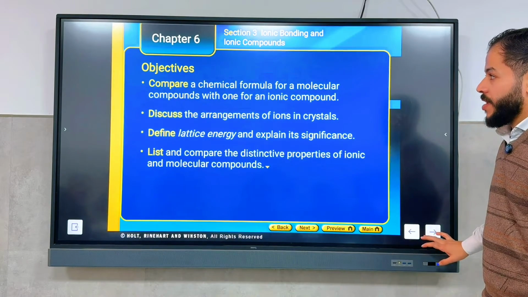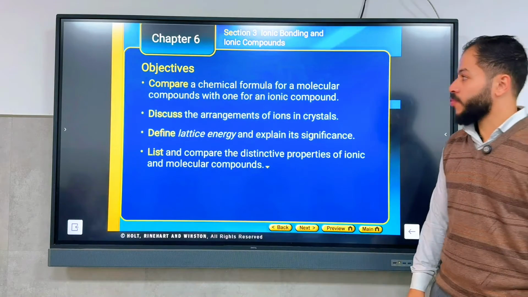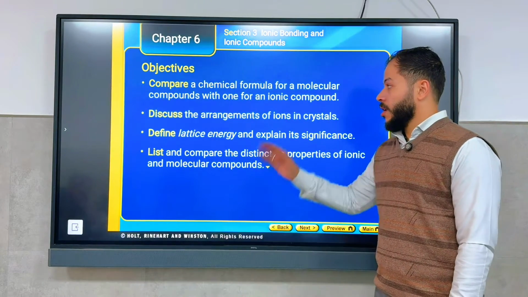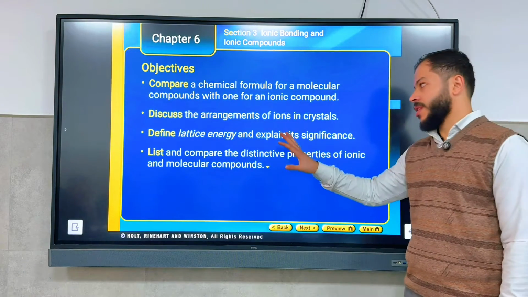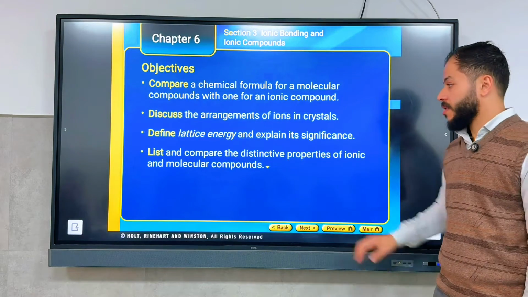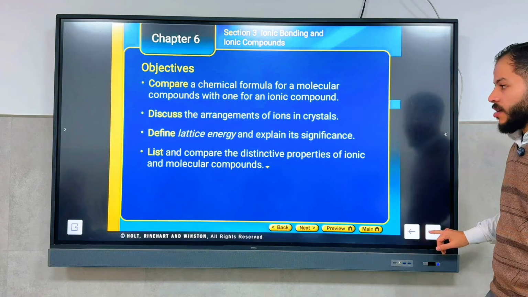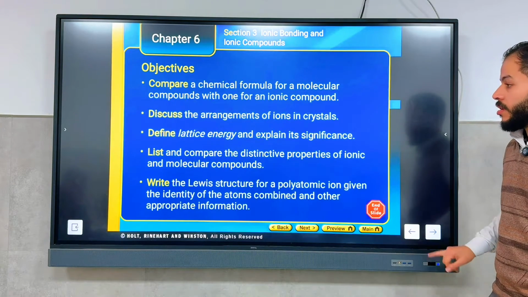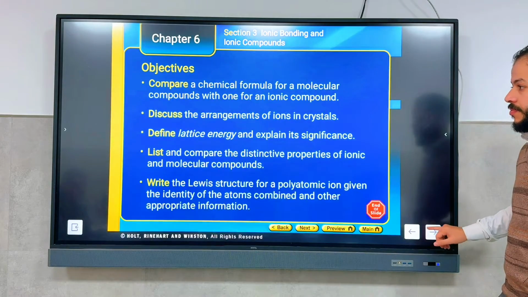First, we will compare the chemical formula for the molecular compound with that of an ionic compound. We will discuss the arrangement of the ions in the crystals. We will define what lattice energy is and explain its significance. List and compare the distinctive properties of the ionic and the molecular compound. And finally, we will write the Lewis structures for the ionic compound.